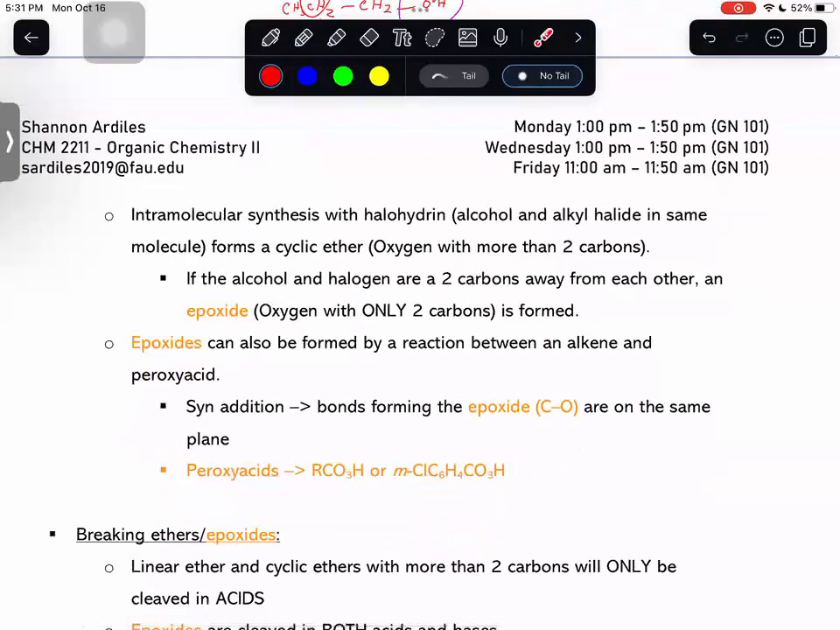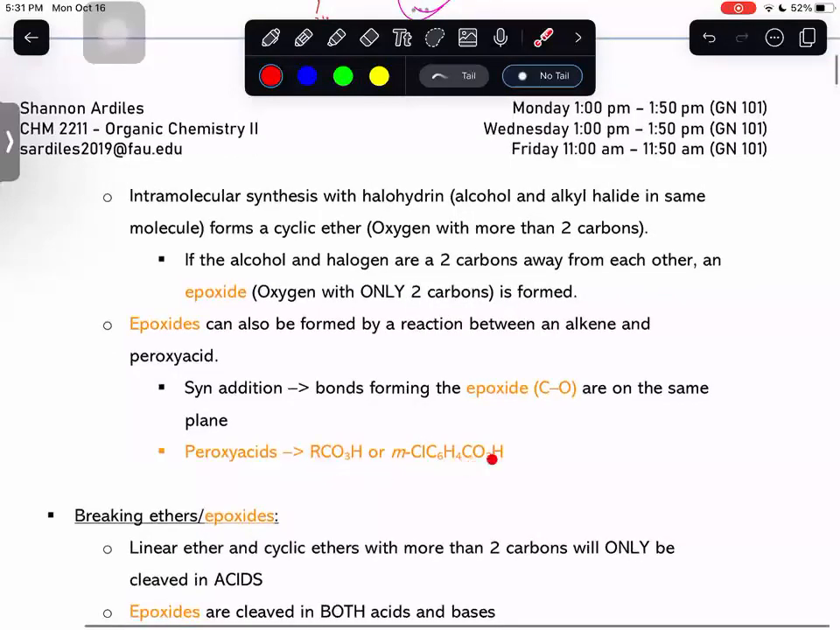Now, for epoxides specifically, we had another way to make them, which was the one with peroxy acids. What was the main portion that tells you that you have a peroxy acid? CO3H, beautiful. So peroxy acids have in common just CO3H. Now, the next thing that you should know is that it's a syn addition. That means that the bonds making the epoxide, the carbon-oxygen bonds, should be on the same plane. Okay, and that's it.